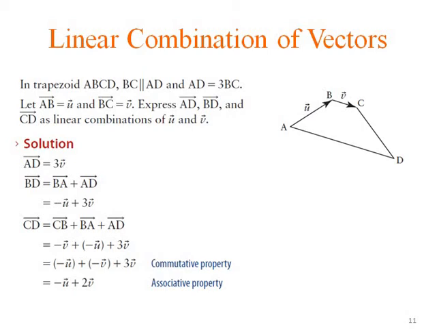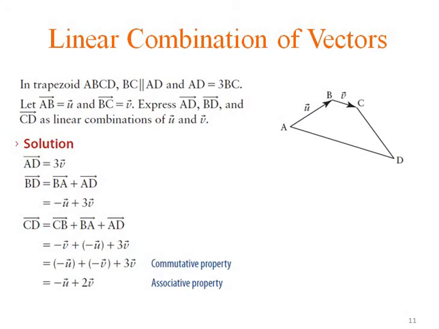CD equals CB plus BA plus AD. CB is negative v, which is the same as BC but in the opposite direction. BA is opposite to u, which is negative u, and AD is 3v. So we have negative u, negative v plus 3v. When you simplify it, it's going to be negative u plus 2v.